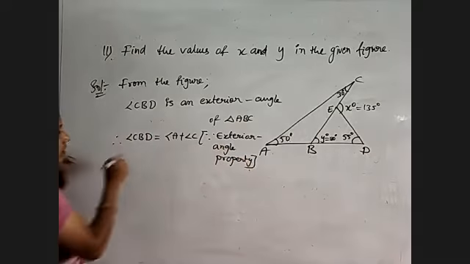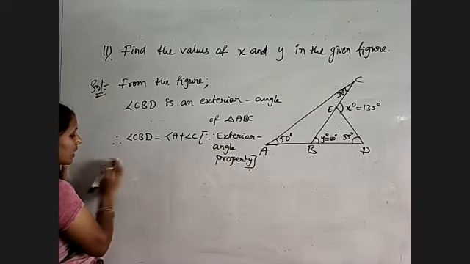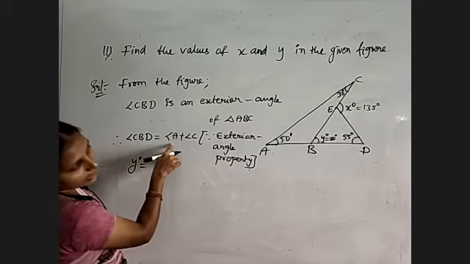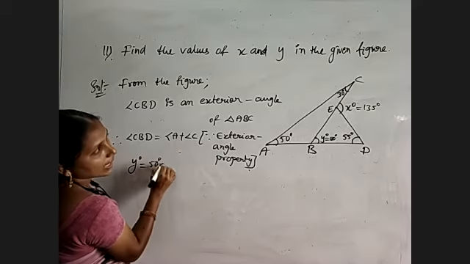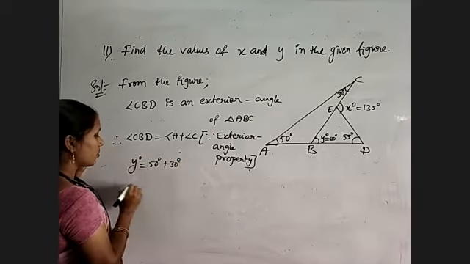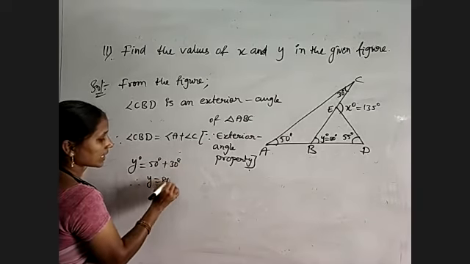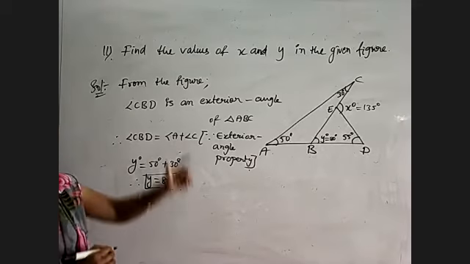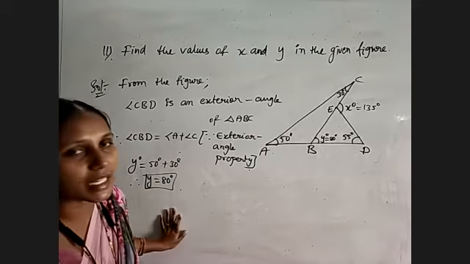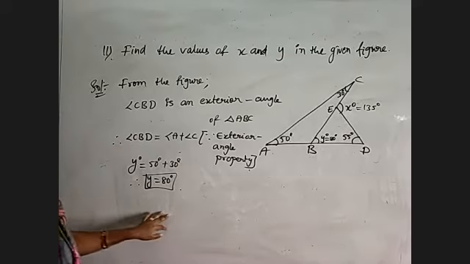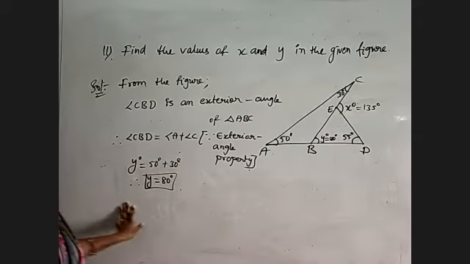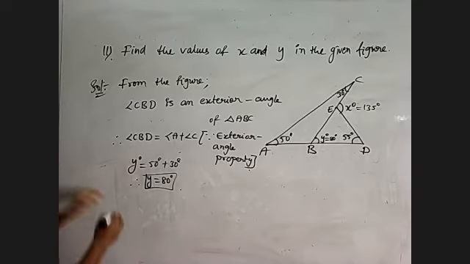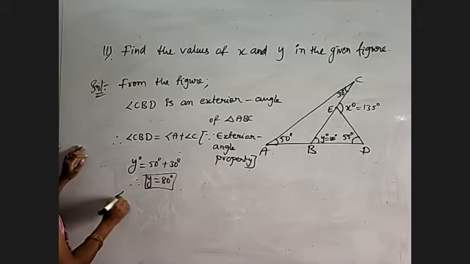Okay? Therefore, angle CBD is given in the figure as y. Y degrees is equal to angle A, given in the figure as 50 degrees, plus angle C, which is 30 degrees. So therefore, y is equal to 80 degrees. That's it. And the same step we need to follow for the second triangle BDE. And in that, x is the exterior angle for triangle BED.